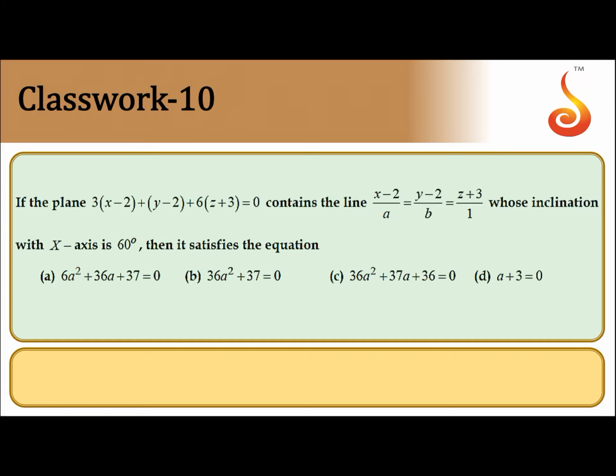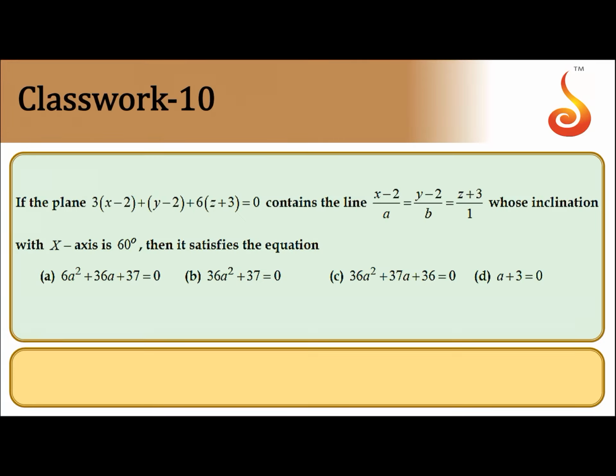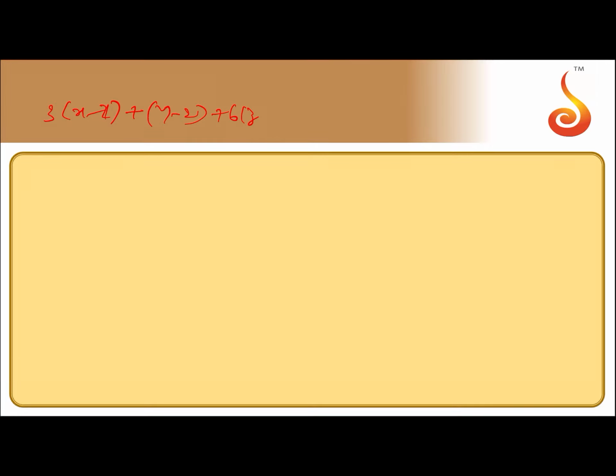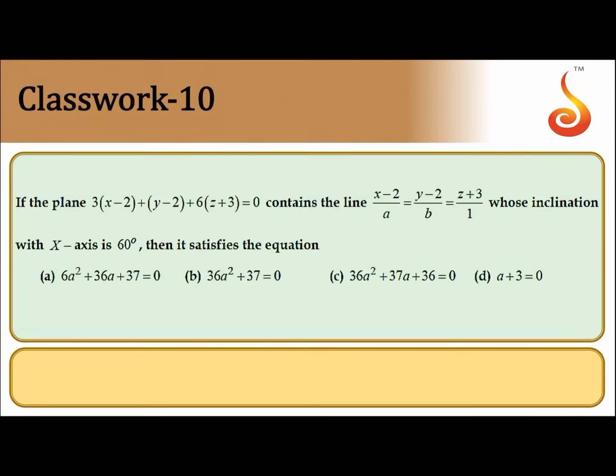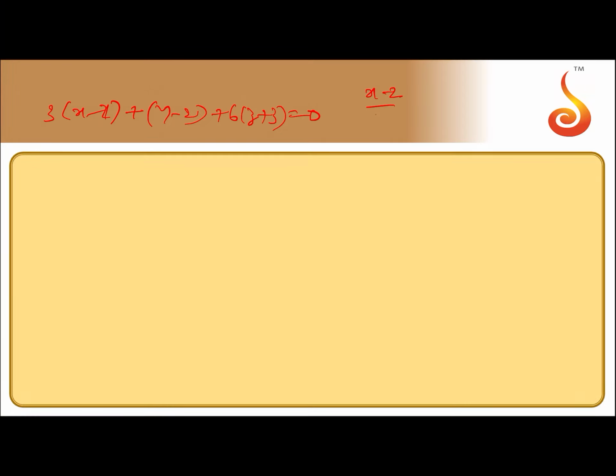Right, now coming to the next one. If the plane equation contains the line whose inclination with x-axis is 60 degrees, it satisfies the condition here. Yes, of course, the line lies on the plane, which is 3 into x minus 1, plus y minus 2, plus 6 times z plus 3 is equal to 0. And the line is given by x minus 2 by a is equal to y minus 2 by b, and that is equal to z plus 3 by 1.